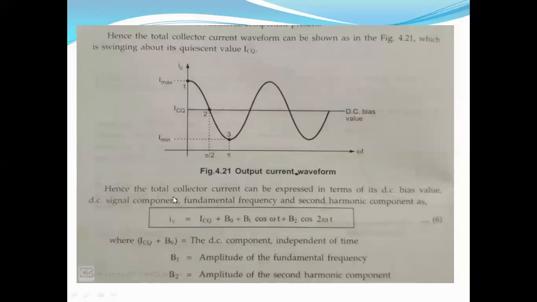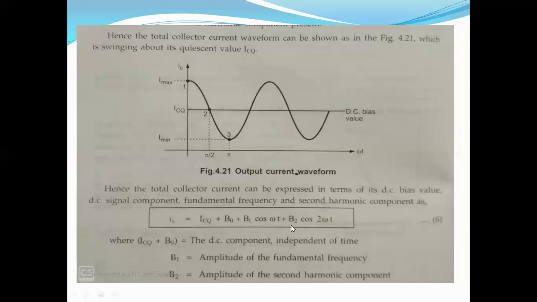ICQ is the quiescent current because of the DC voltage. Because of the DC voltage, this is also present internally. That's why we are considering ICQ plus B0. This term represents the DC component, and B1 is the amplitude of the fundamental frequency component, that is at frequency F, the frequency at which we are applying the input signal. So it is the related output signal at that frequency.